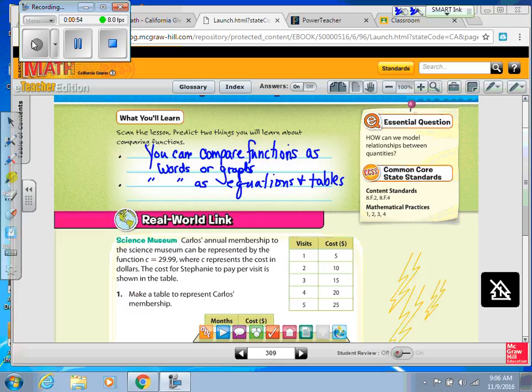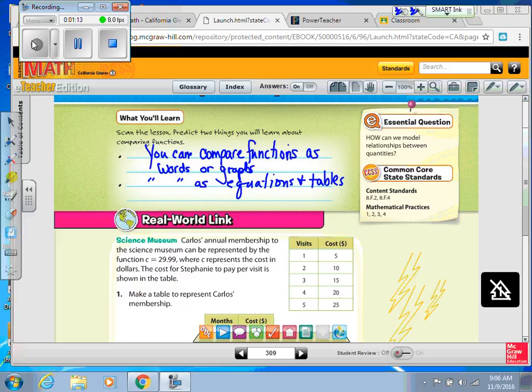So if we look at the real world link, it says at a science museum, Carlos's annual membership to the science museum can be represented by the function. The cost is equal to $29.99, where C represents the cost in dollars. The cost for Stephanie to pay per visit is shown in the table.